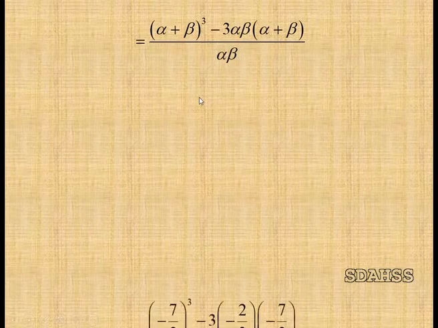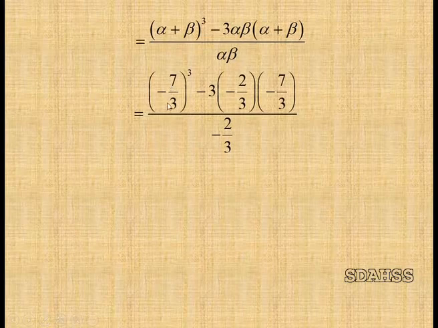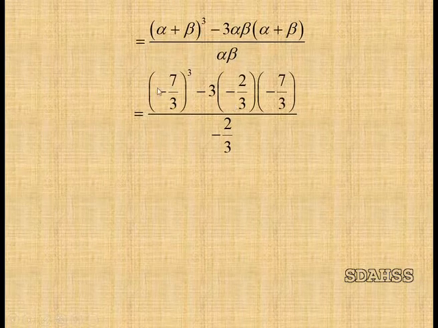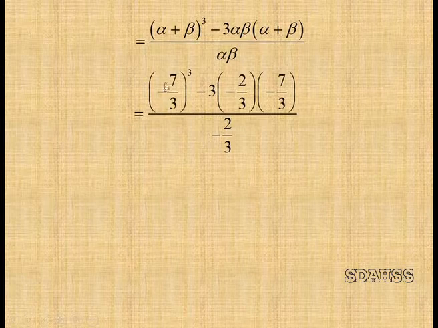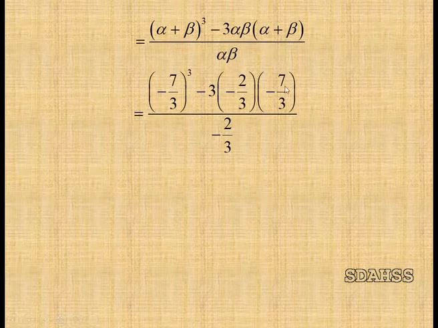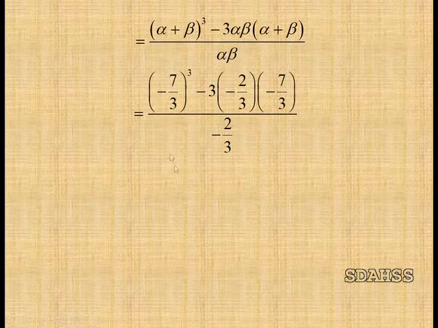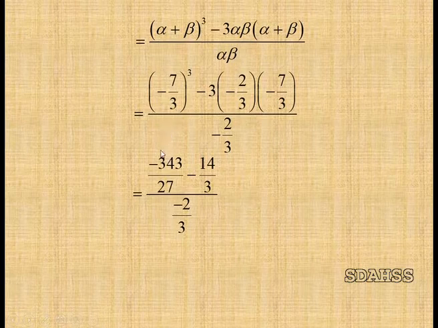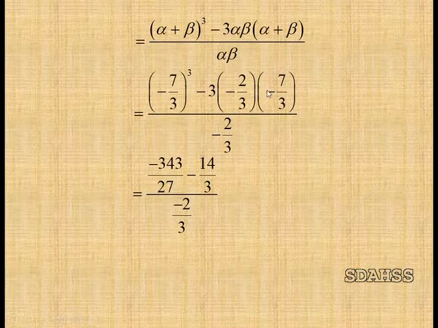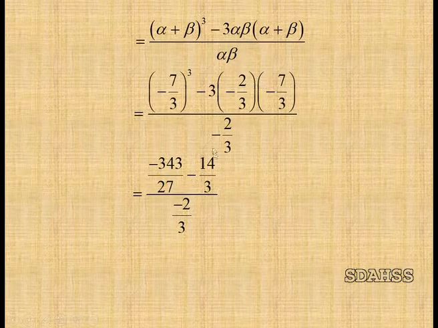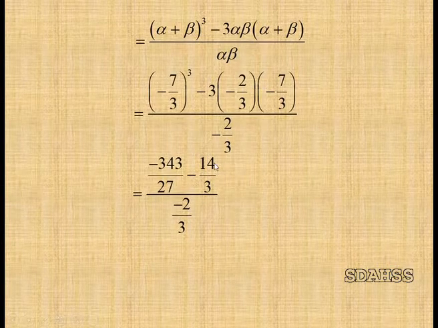Substitute the values here. Alpha plus beta is -7/3 and alpha beta is -2/3. So you will get (-7/3)³ - 3 into (-2/3) into (-7/3), divided by (-2/3). (-7/3)³ means -343/27. Here minus into minus is plus, and one more minus sign is there. So cancel the 3, remaining you have 14/3 divided by -2/3.